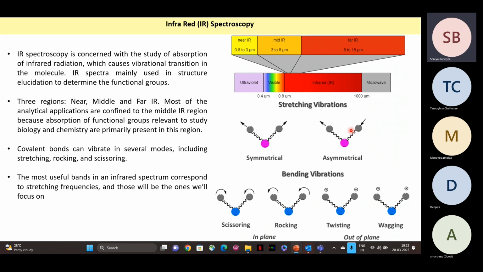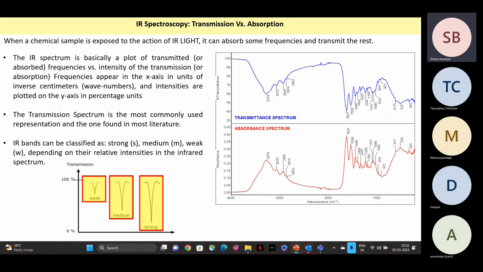In IR spectroscopy, there can be two kinds of spectra. Absorbance, which shows which wavelengths are absorbed, or transmittance, which shows which wavelengths are transmitted. So absorbance and transmittance are kind of like a mirror image to each other, because those wavelengths that are absorbed are not transmitted.